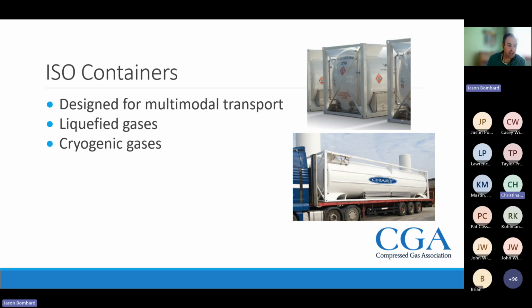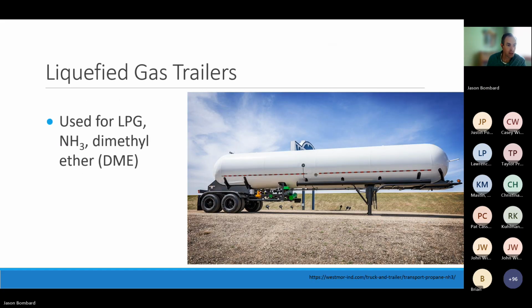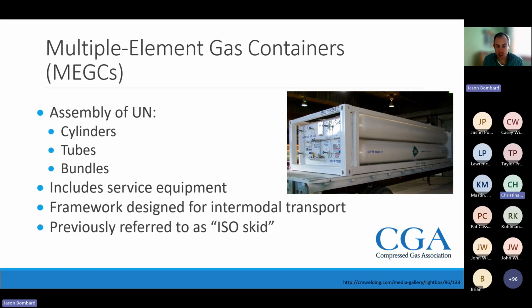Hey, Jason, we have another question that came in. Can you define what the service equipment includes or entails on a MEGC? I can try. It's going to be your manifold. I believe sometimes it will include the regulator to step the pressure down before it connects to the user's equipment. Okay, clarifying question, yeah, that's exactly what they were asking. Okay, perfect, thank you.